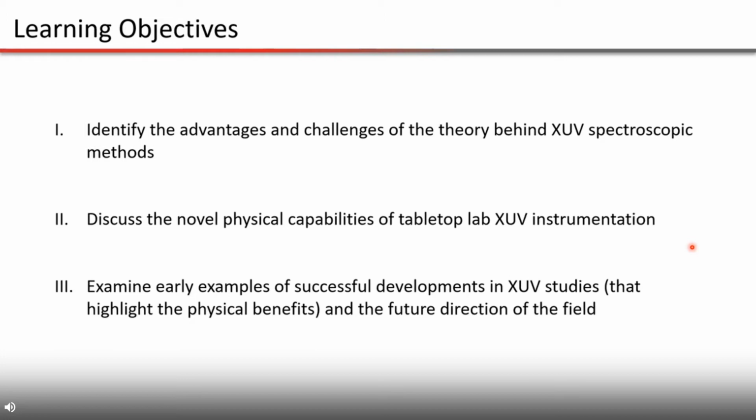And lastly, I'll highlight some early examples of successful studies that have been completed in the XUV field. These are going to directly correlate with some of the physical attributes of the method. And I'll just use those to back up my justification of what is element specificity, what is spin state specificity, those kinds of things, and how these attributes are really helpful for interfacial studies. And then lastly, I would like to talk about the future direction of the field that's happening both in the Baker group but outside of our group as well.